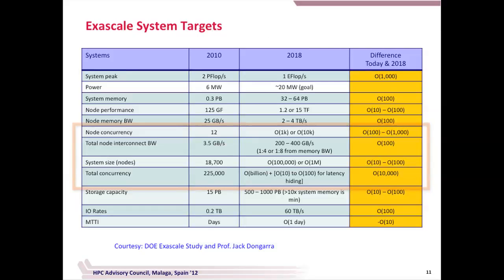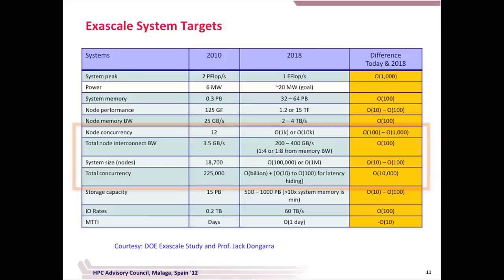Now let's take a look at the Exascale system. Let's say we want to design an MPI library for Exascale systems. This figure has been taken from a DOE Exascale study led by Professor Jack Dongarra. You can find the Exascale report on the web. It tries to bring out different metrics of the systems, like system peak, power, memory requirement, node performance, node memory bandwidth, node concurrency, total node interconnect bandwidth, system size, concurrency, storage capacity, I/O rates, mean time between failures, etc.